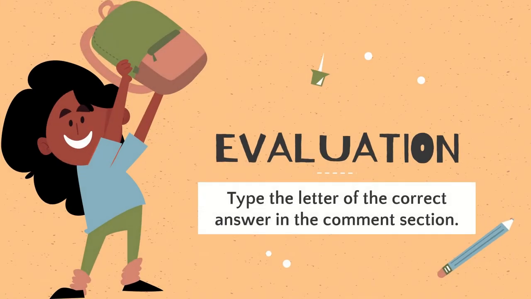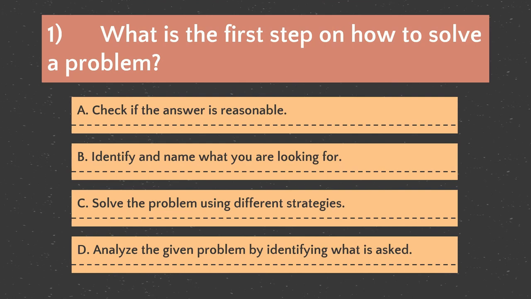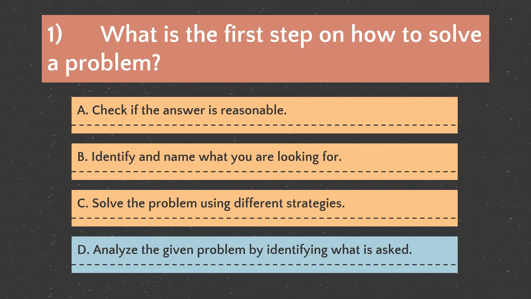For our evaluation, you are going to type the letter of the correct answer in the comment section. Number 1. What is the first step on how to solve a problem? Letter A. Check if the answer is reasonable. Letter B. Identify and name what you are looking for. Letter C. Solve the problem using different strategies. And letter D. Analyze the given problem by identifying what is asked. The answer is letter D. Analyze the given problem by identifying what is asked.